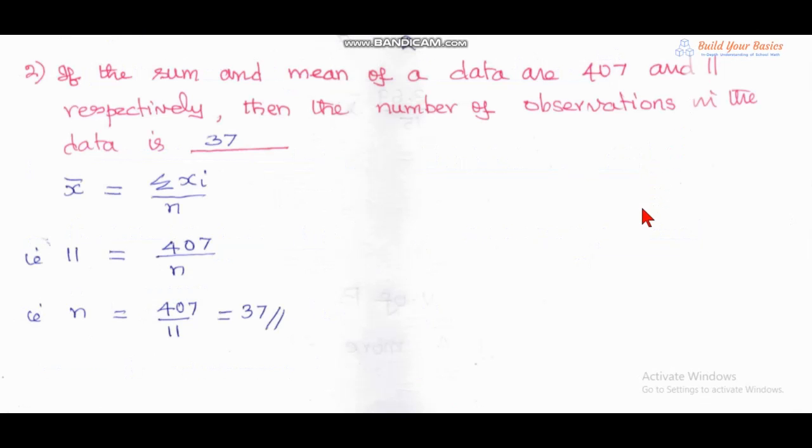Question number 2. If the sum and mean of a data are 407 and 11 respectively, then the number of observations in the data is: x bar equal to sigma xi by n. X bar is given as 11. Sigma xi is given as 407. We have to find the value of n. So 11 equal to 407 divided by n. That is n equal to 407 divided by 11. That is 37. Number of observations is 37. That's all.